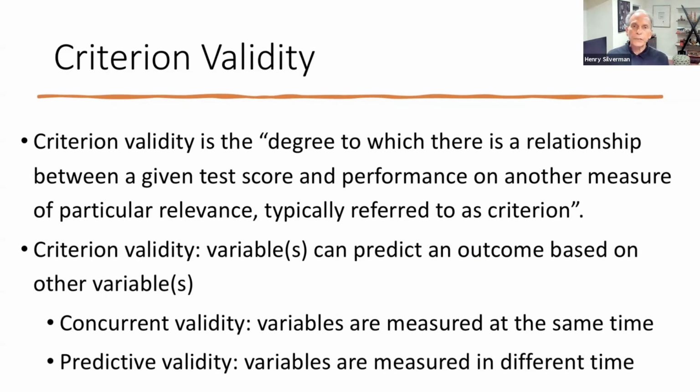So criterion validity is the degree to which there is a relationship between a given test score and performance on another measure of particular relevance, typically referred to as the criterion. Concurrent validity represents variables that are measured at the same time, meaning two sets of variables, and predictive validity is variables measured at different time points.